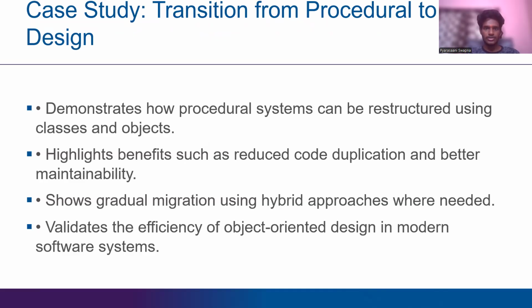This case study demonstrates how procedural systems can be reconstructed using classes and objects. It highlights benefits such as reduced code duplication and better maintainability. It shows gradual migration using hybrid approaches. It validates the efficiency of object-oriented design in modern software systems.